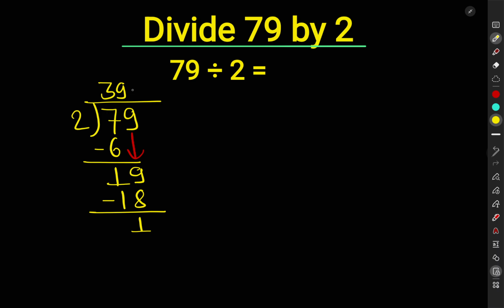So we put here a decimal, so we can take 0. So now it became 10. So 2 times 5 means 10. On subtracting we get 0. So 79 divided by 2 we get 39.5.